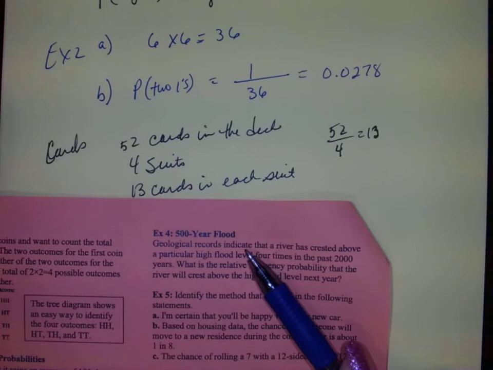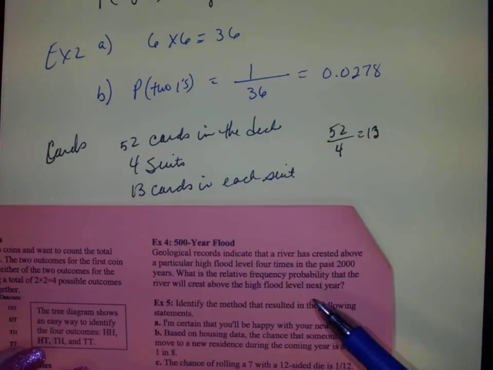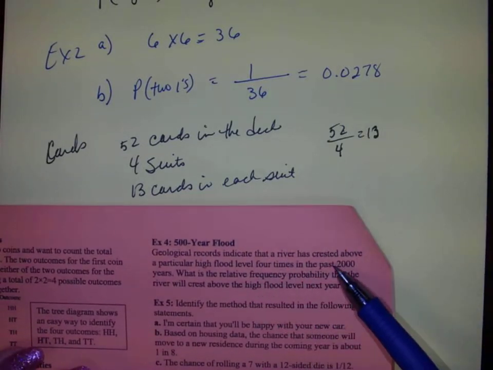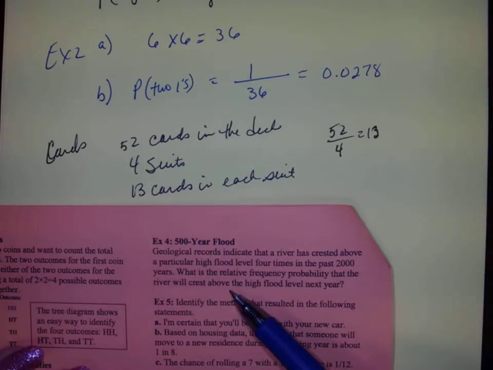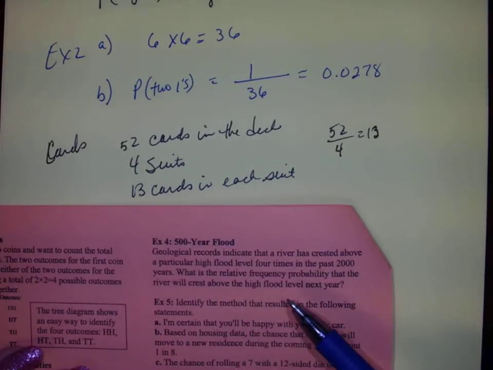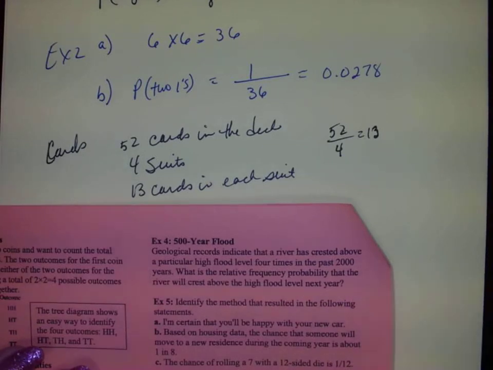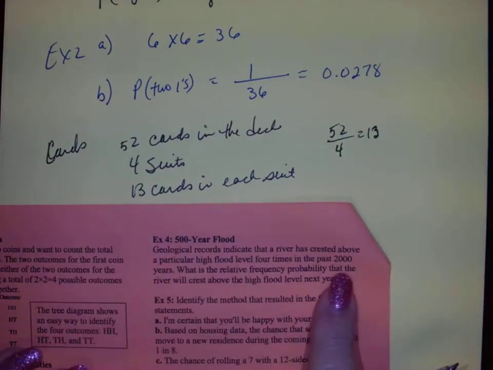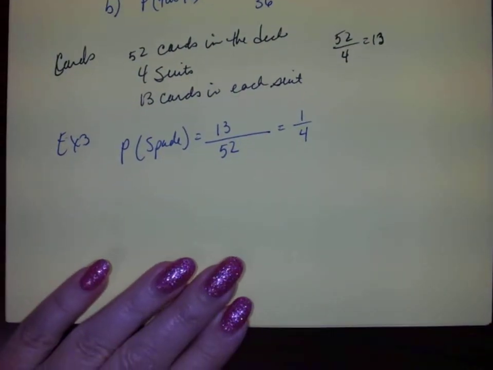All right, so the geological records indicate that a river has crested above a particular high flood level 4 times in the past 2,000 years. What is the relative frequency probability that the river will crest above the high flood level next year? All right, so we're looking for the probability that it's going to flood, right? Or have a high flood. So this will be example 4.